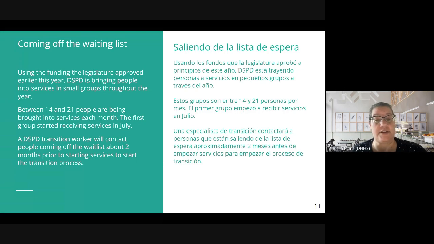A DSPD transition worker will contact people who will be brought off the waiting list approximately 2 months prior to starting services to begin the process of transitioning. Your transition worker will schedule a meeting date, either in person or virtual, to gather information and start talking about possible services. Families are welcome to start looking into support coordinators and providers on their own, but the transition worker can also help with this.